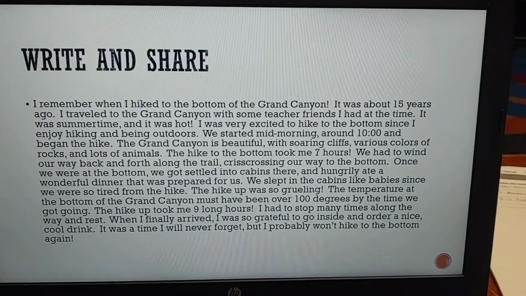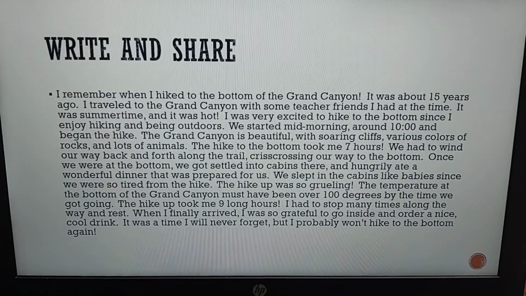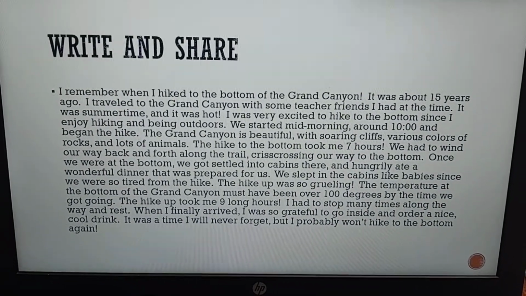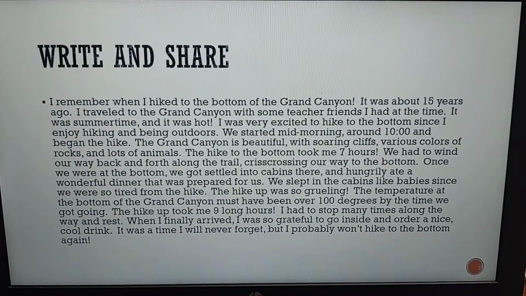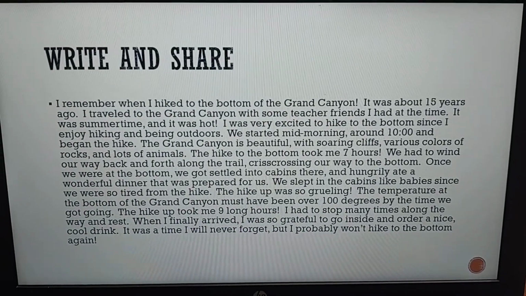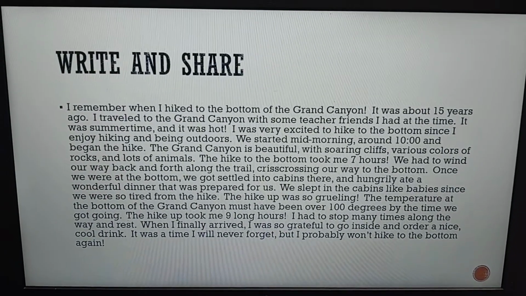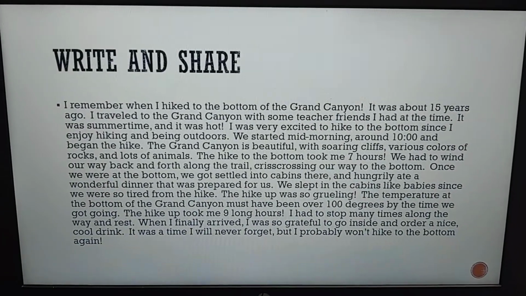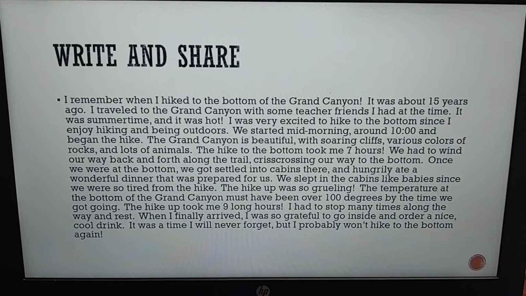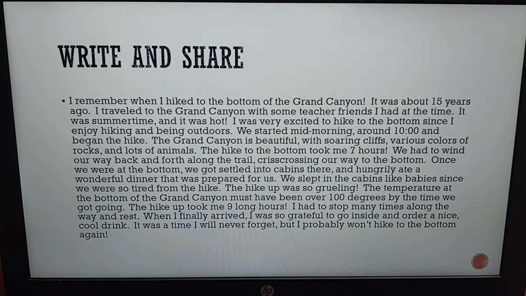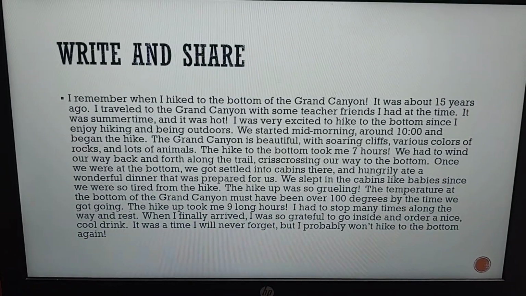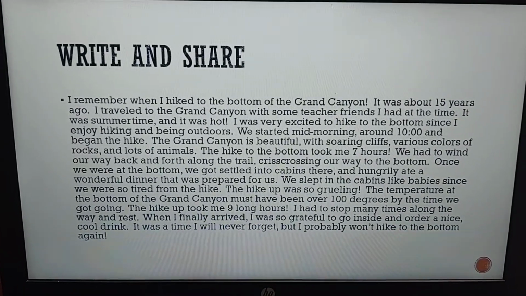I put some details in there, some sensory details, what I saw, what it felt like, descriptions of things. So your writing should have some of the similar types of ideas. Use some sensory details, what people did, maybe what people said, something like that.